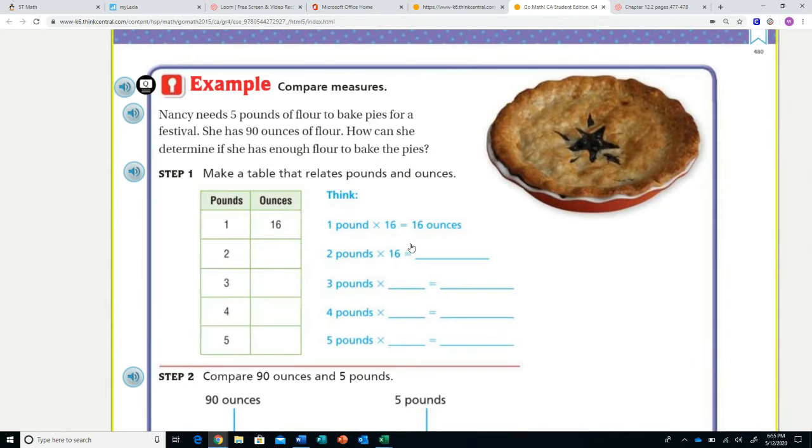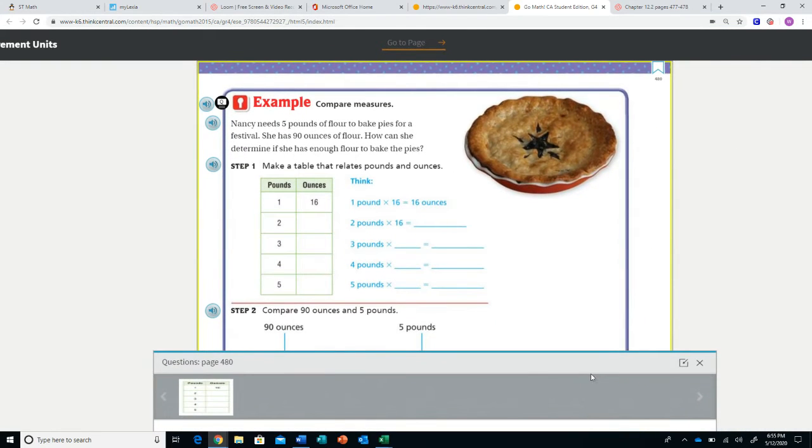So she needs 5 pounds and she has 90 ounces of flour. So we have to tell her how many pounds is 90 ounces. And they give you this nice little table here, and they did the first one for you. They said 1 pound is equal to 16 ounces, which is exactly what you did on the previous page. And let me zoom out a little bit and close that.